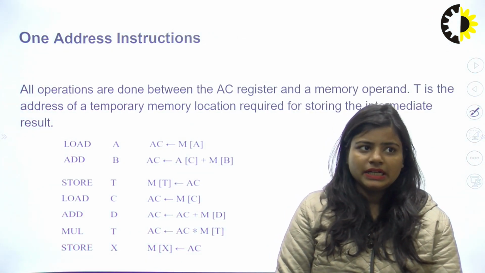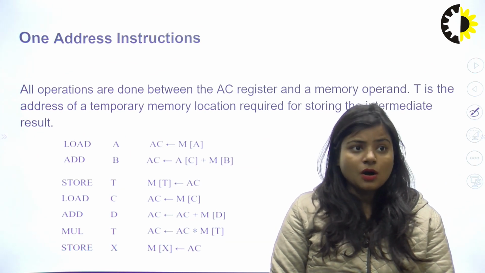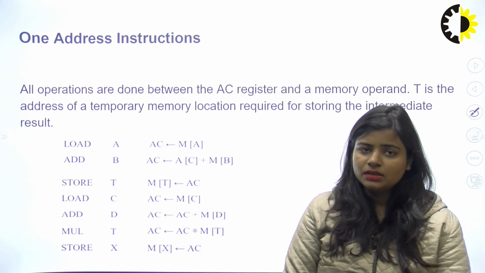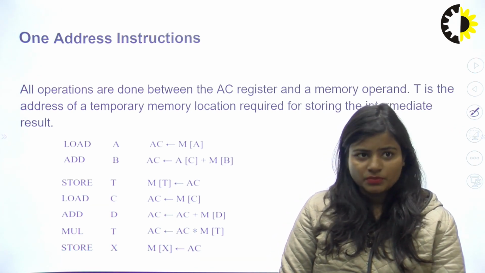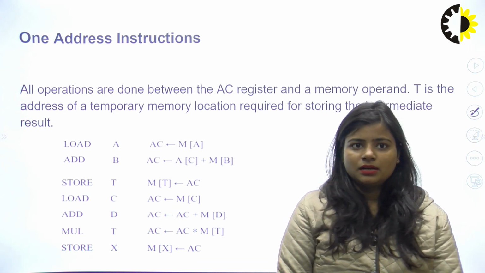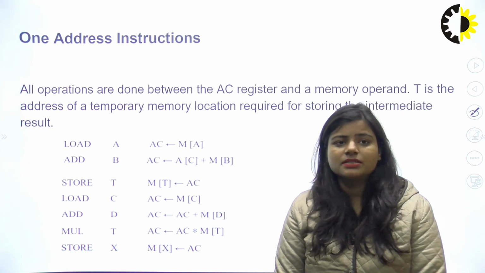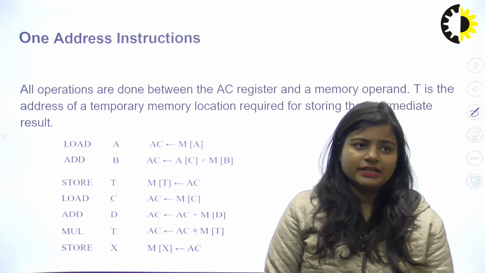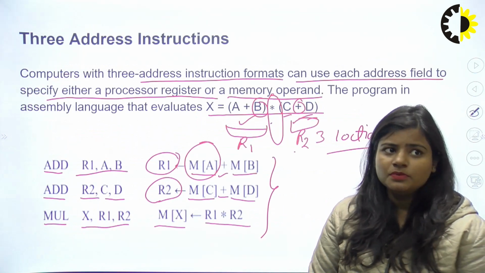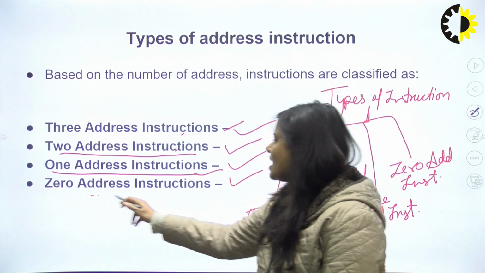So in detail, what we have learned: all operations are done between the accumulator register and a memory operand. T is the address of a temporary memory location required for storing the intermediate results. This was the one address instruction. Next we are going to learn about the final type, which is zero address instruction.